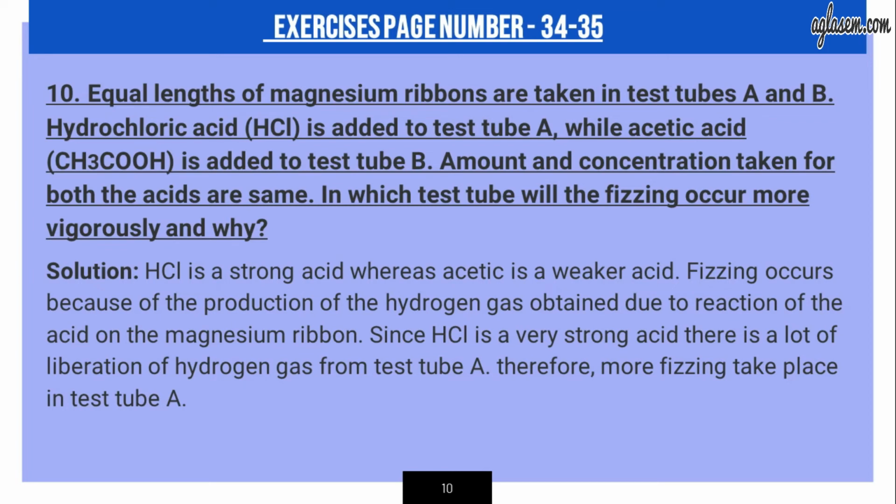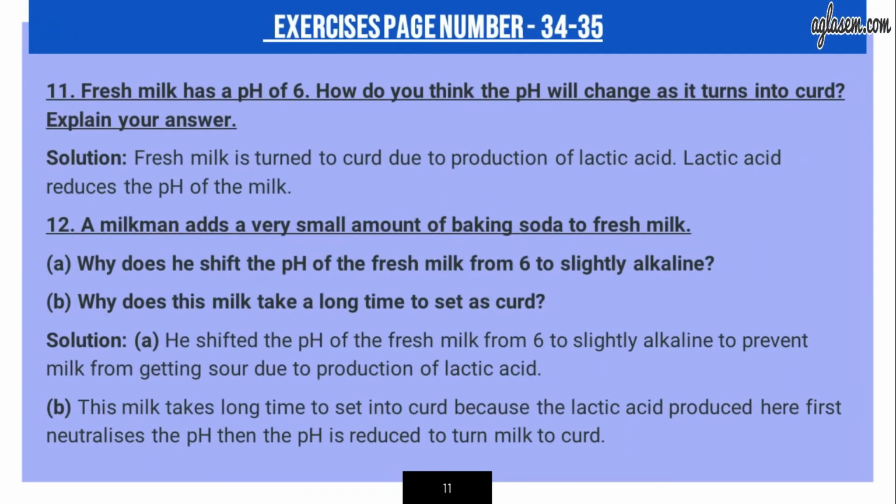So moving to the next question, that is question number 11, which says, fresh milk has pH 6. How do you think the pH will change as it turns into curd? Explain your answer. So the solution is, fresh milk is turned to curd due to production of lactic acid. Lactic acid reduces the pH of the milk.